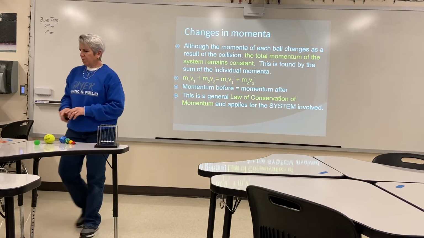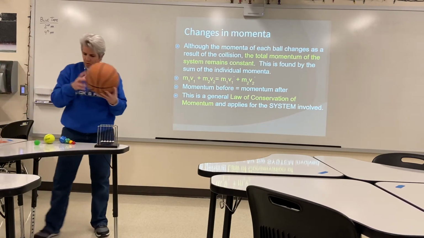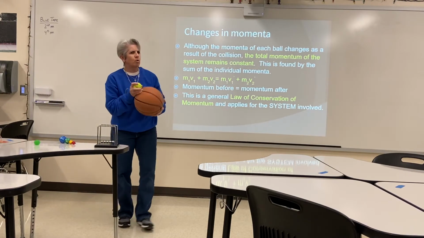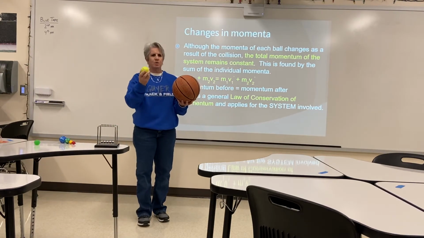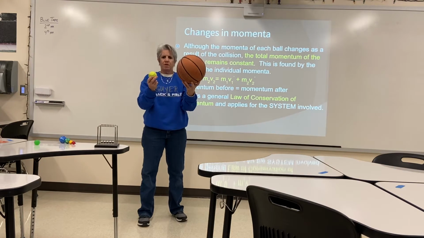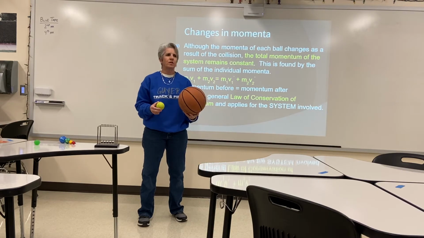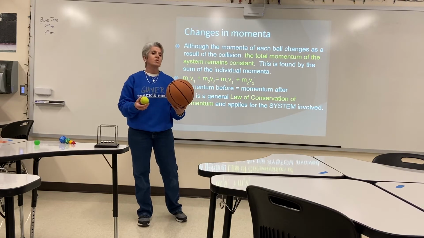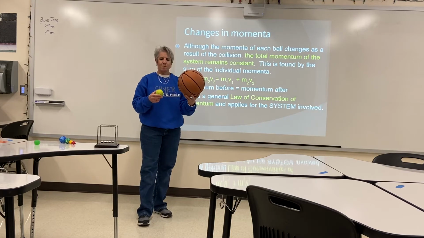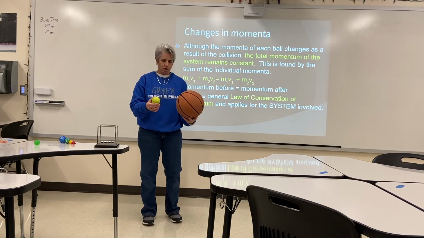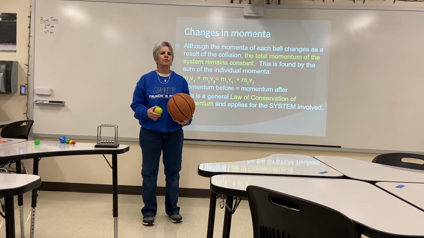Now, suppose that I take this basketball, which has more mass, we could say, than this tennis ball, and I drop both the basketball and the tennis ball from the same height. Well, if I release them at the same height, they should land on the floor with the same velocity. So though their velocities would be the same, because the basketball has more mass, it's going to have a larger momentum upon hitting the floor.